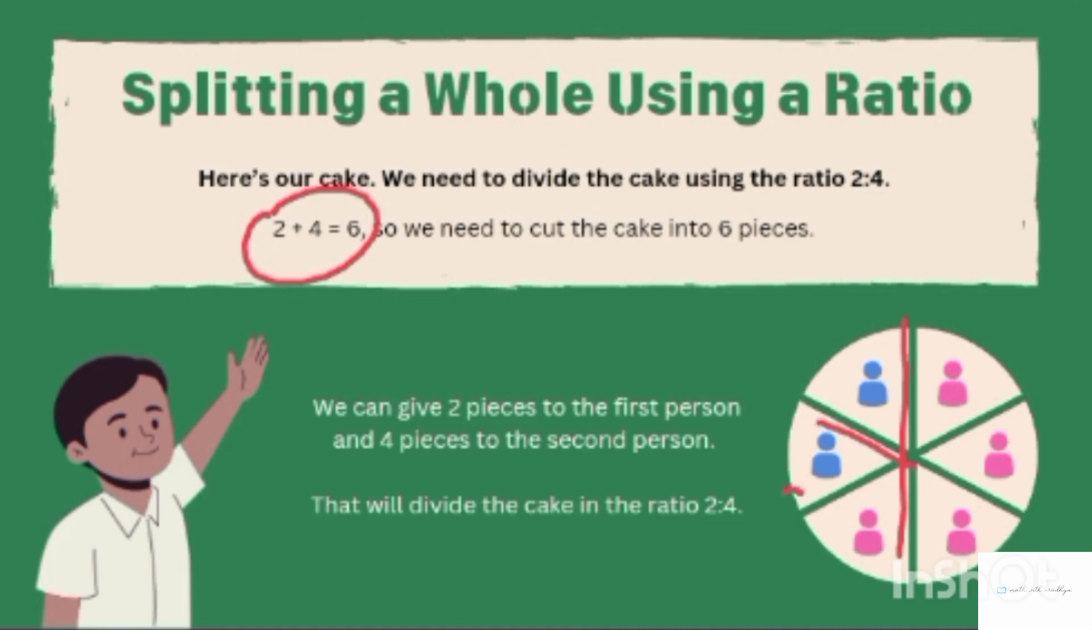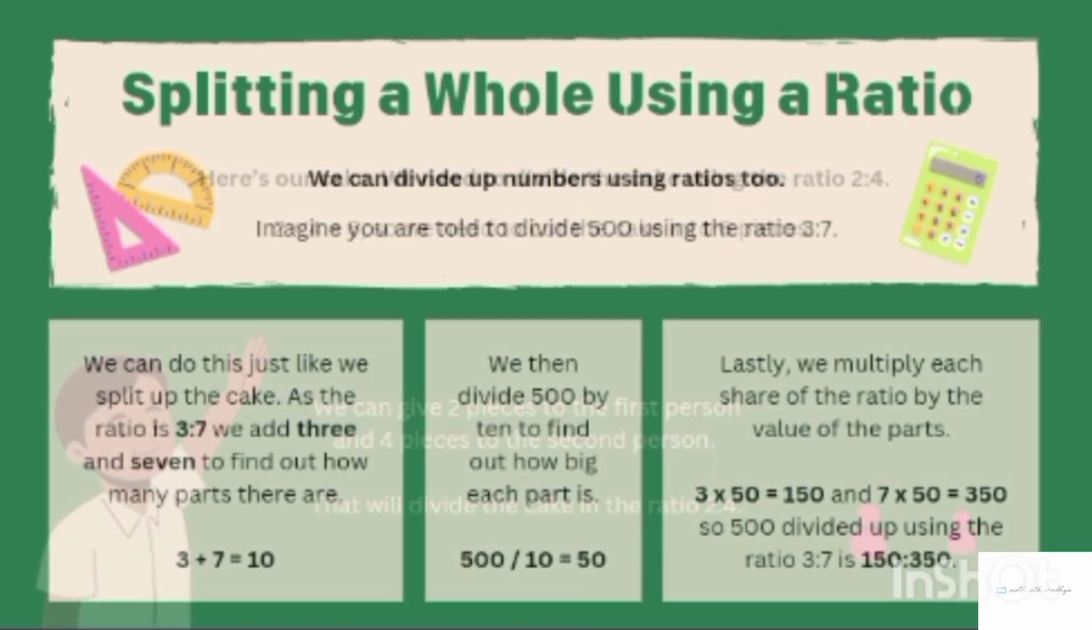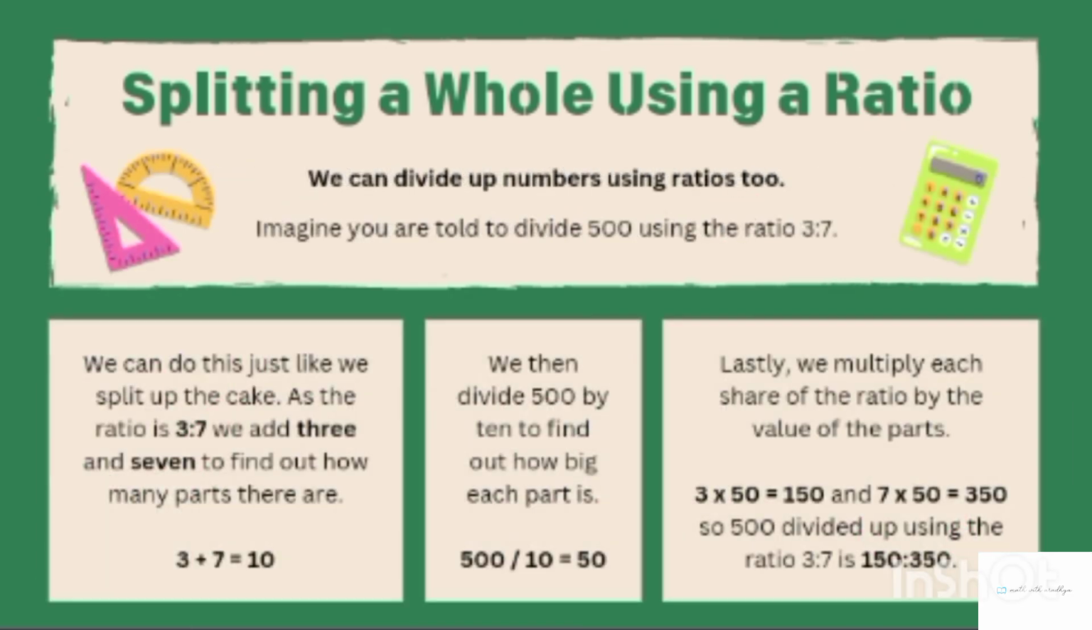We did that, as you can see here. Okay, we can give 2 pieces to the first person and 4 pieces to the second person. Now that will divide the cake in the ratio 2:4. This is how you can divide the cake by splitting a whole using a ratio.